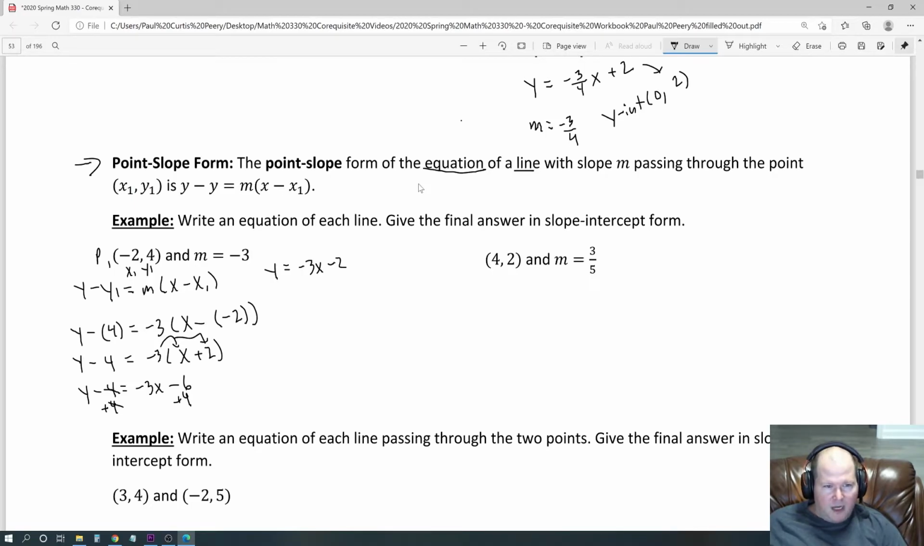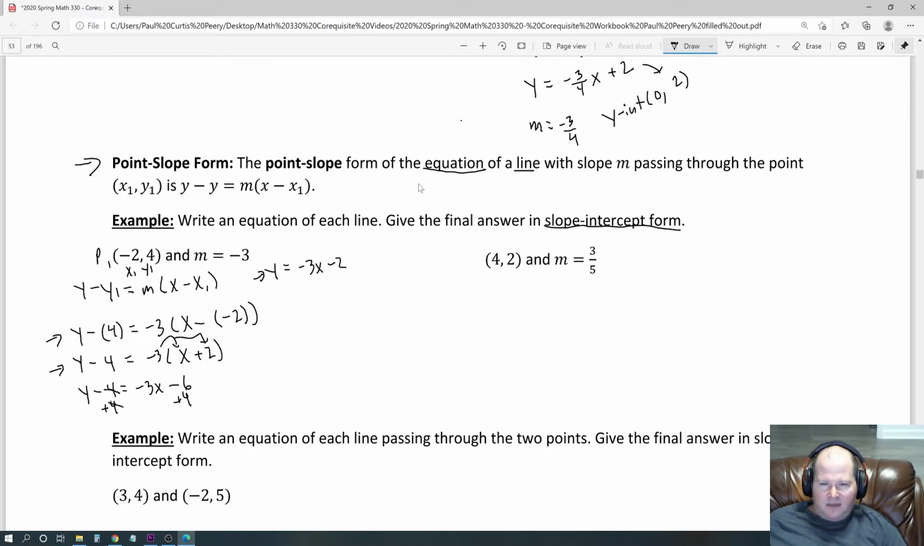Okay. Write an equation of each line, give the final answer in slope-intercept form. I should have explained that. Technically, as soon as I plugged it in, this is an equation, and it is a linear equation. It's just not in a certain form. But they had specified they want it in slope-intercept form, so I had to keep on going. That's why I had to go all the way until I solved for y, okay? Because they specifically said, give the final answer in slope-intercept form. They don't always ask you to put it in slope-intercept form. If they ask you to put it in some other form, you have to put it in some other form.